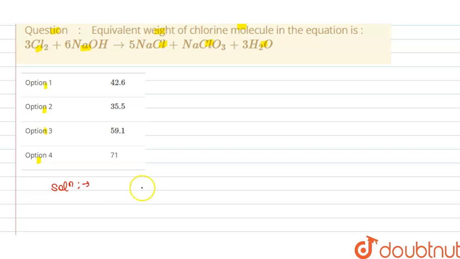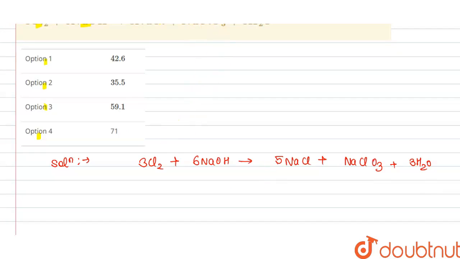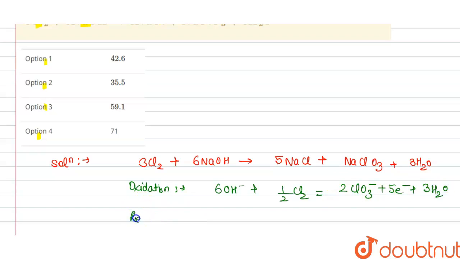So the solution of this question is: we have 3Cl2 and 6 NaOH gives 5 NaCl with NaClO3 and 3 H2O. We know that oxidation occurs as 6 OH negative ions react with half Cl2, that is 0.5 Cl2. So it will give 2 ClO3 negative with 5 electrons and 3 H2O, and reduction is done.